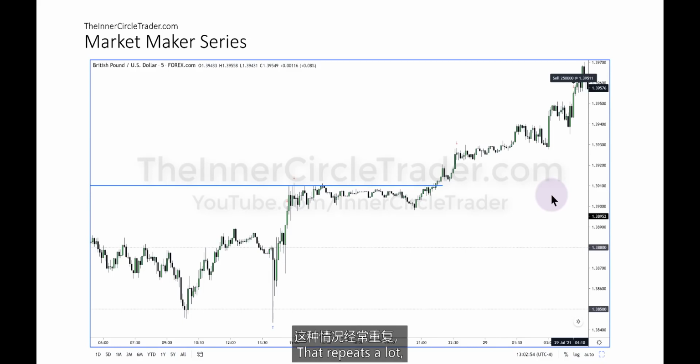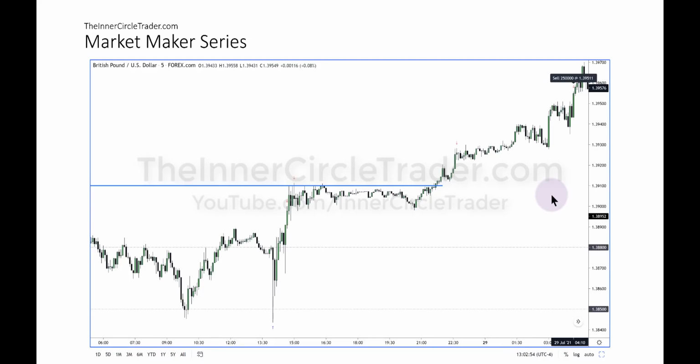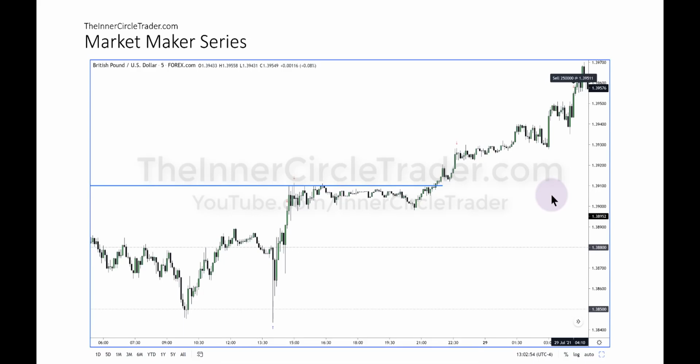That repeats a lot, several times a week. But I'm teaching you as my students to focus on the highest probable day of the week in the most probable direction, bullish or bearish, and the time of those specific days, and what those patterns of entry look like.